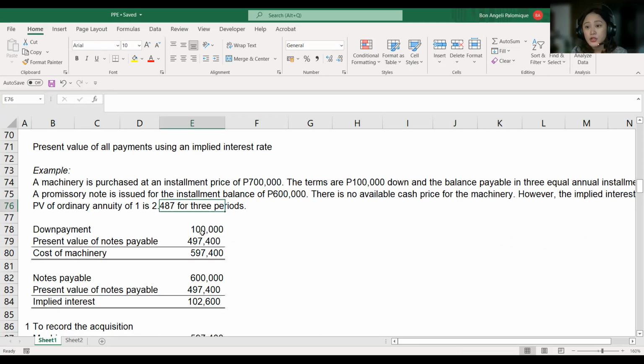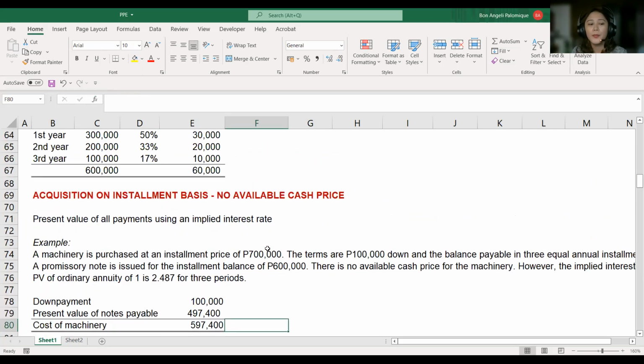Ngayon, magkano ang cost ng machinery? Ang cost ng machinery is based on the down payment plus the present value. So, down payment of 100,000 plus present value, which is 200,000, yun yung kanyang annual payment times 2.487. Ginamit natin ang ordinary annuity of 1 kasi installment itong mangyayari. So, ang ating present value of notes payable is 497,400. Total cost of machinery will be 597,400.